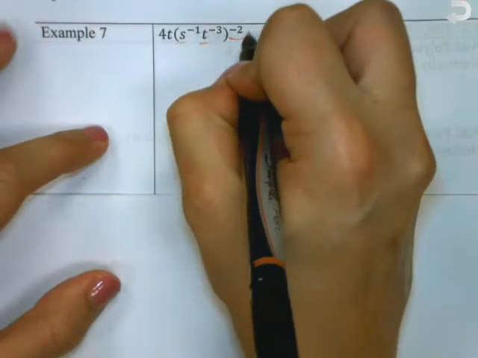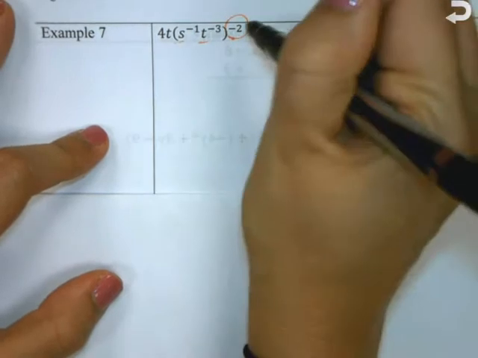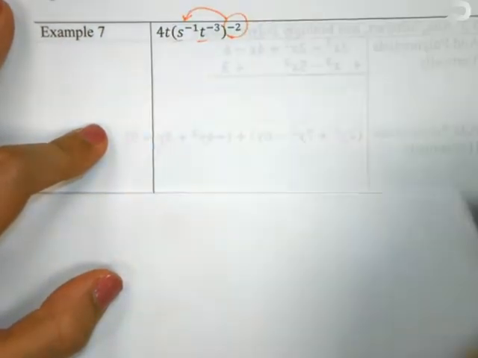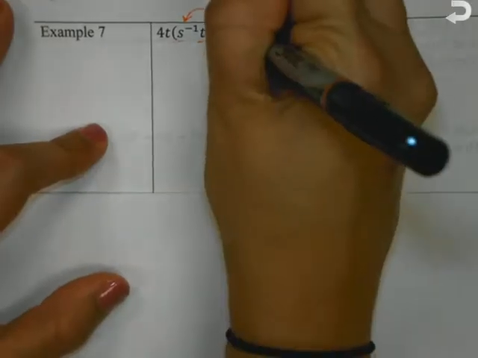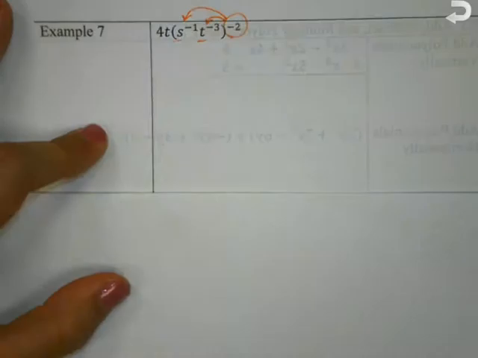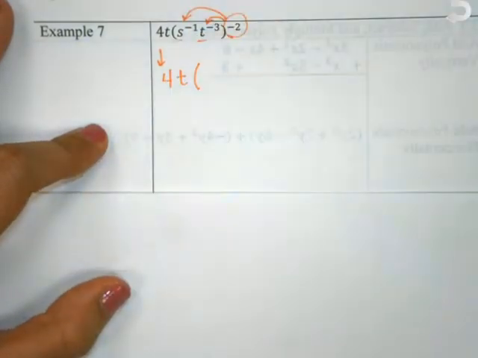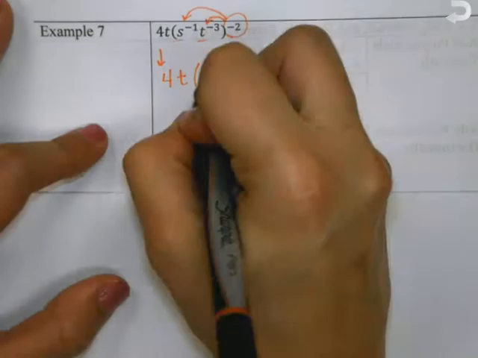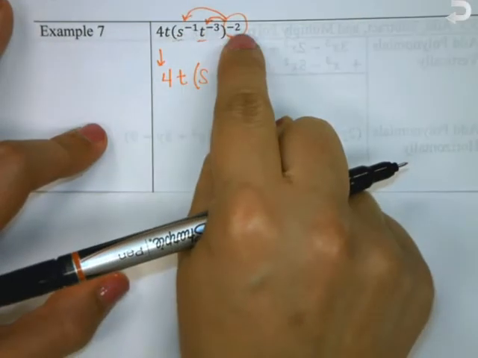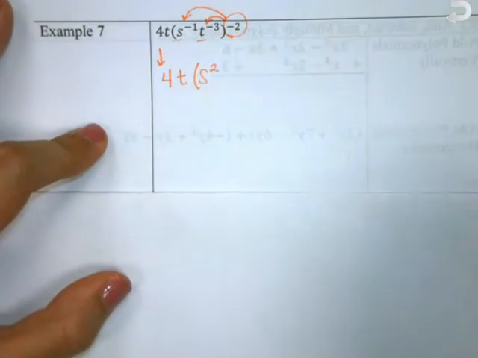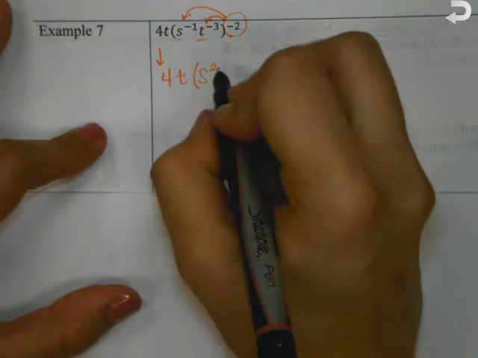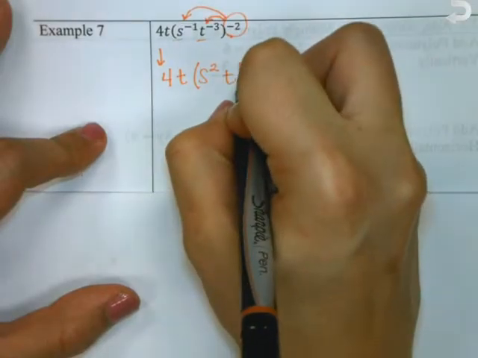So 4t comes straight down, and that's going to be s. What's negative 1 times negative 2? Positive 2. So it made it positive for us. T to the positive 6. So always worry about the negative exponents last, because sometimes they get turned into positives, which is nice.